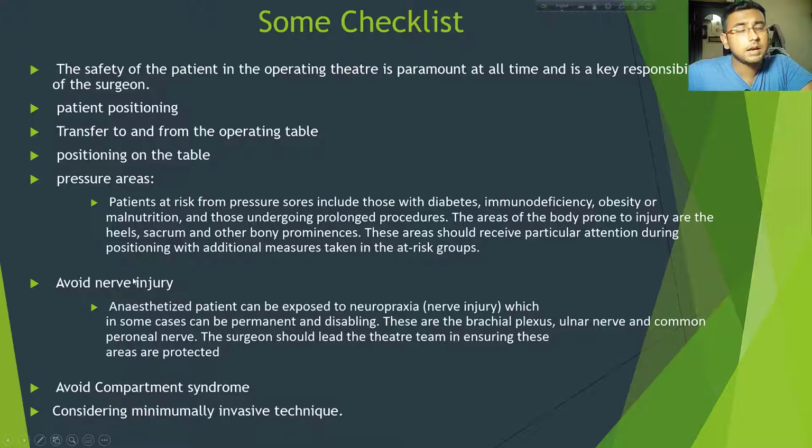An anesthetized patient can be exposed to neuropraxia, that is nerve injury, and in some cases it can be permanent and disabling. For example, in colonic surgeries the hypogastric nerve plexus can be injured in the presacral area during total mesorectal excision. Mesorectal excision is sometimes needed in colorectal malignancy, especially rectal malignancy. In that case, bowel and bladder habit can be impaired, which can be permanent.